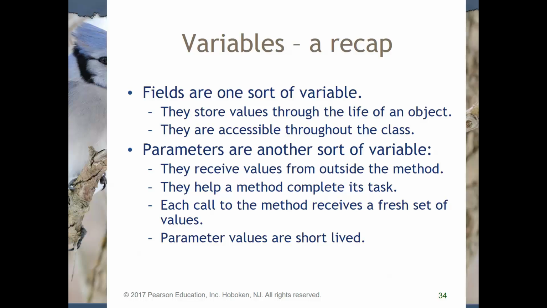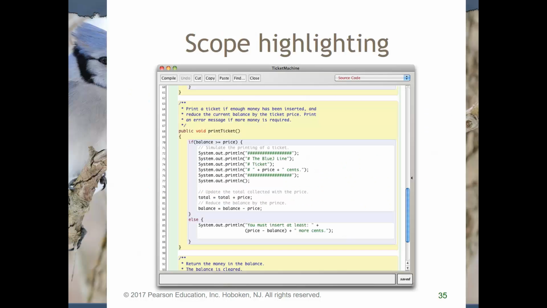Parameters are another sort of variable. They're all variables in my opinion. Fields are defined within the class, parameters are defined within the method header, if you will. They receive values from outside. They can help methods complete their task. Each call to the method receives a fresh set of values. In other words, every time you call that method, if it takes parameters, every single time you're going to send in a parameter. Now we're talking about scope highlighting.